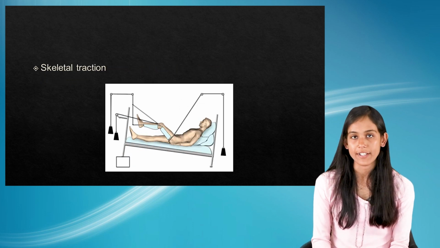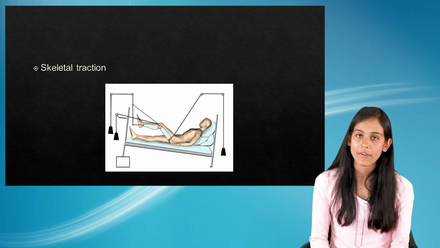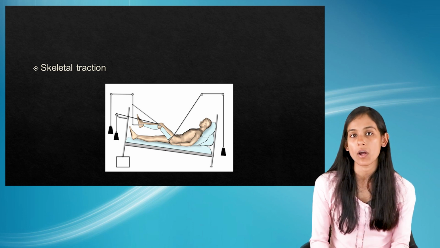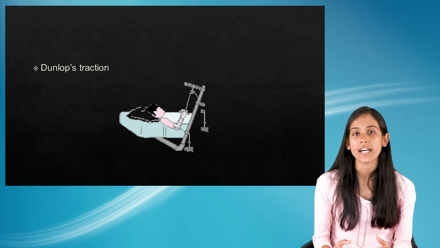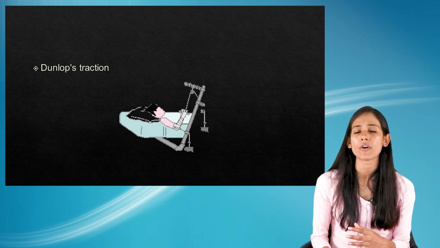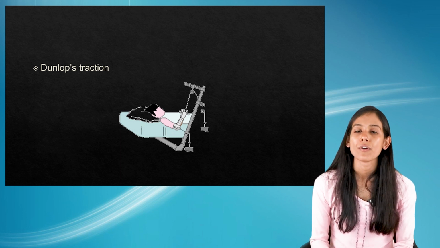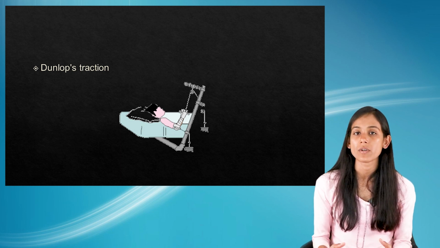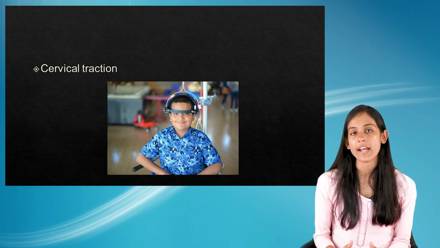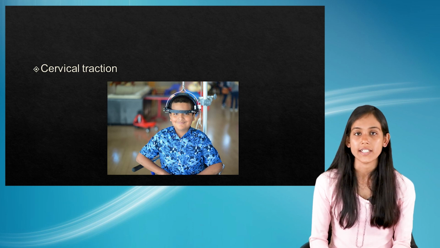Next is skeletal traction. Skeletal traction is done in case of femur fracture, but only when skin traction is contraindicated. Next is Dunlop's traction. Dunlop's traction is used basically if there is fracture of the humerus and also for fractures around the shoulder girdle. Then there is cervical traction, which is used if there are spinal fractures or injuries.